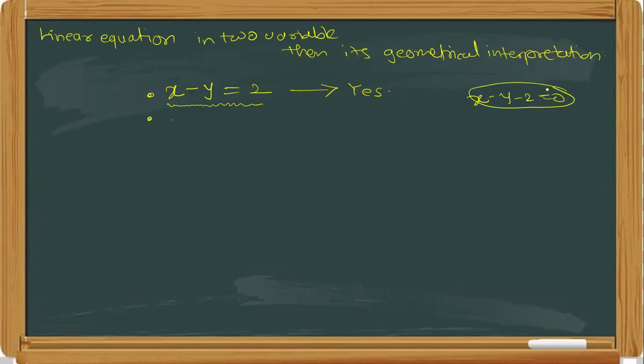I think you didn't get my question. My question is: a linear equation in two variables, geometrically, what does it represent? I don't want a particular answer for this equation.